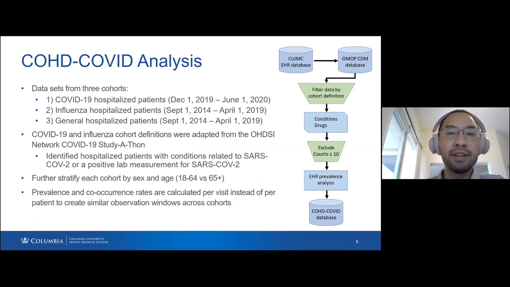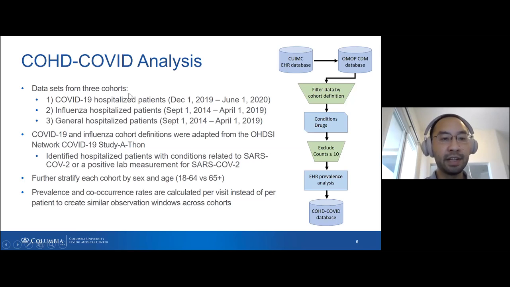So to extend on the work from our previous COD data sets, we're trying to provide 3 data sets that are geared towards helping with COVID analysis. These 3 data sets come from 3 cohorts: COVID-19 patients that have been hospitalized, with data coming from December 2019 through June 2020; an influenza hospitalized patient cohort with data coming from September 1st, 2014 through April 2019; as well as just general hospitalized patients, again with data ranges from September 2014 through April 2019.